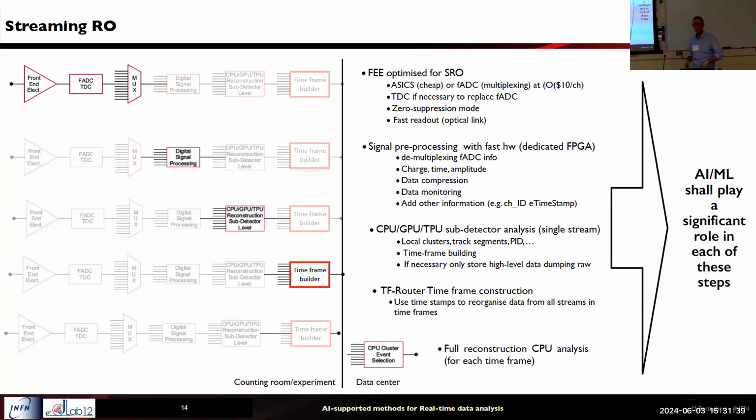So go ahead. Yeah, I just have a question actually. What does the dead time look like? Sorry? Dead time for streaming readout. There is no dead time. It's virtually zero. Virtually. Yeah, how does that work actually?